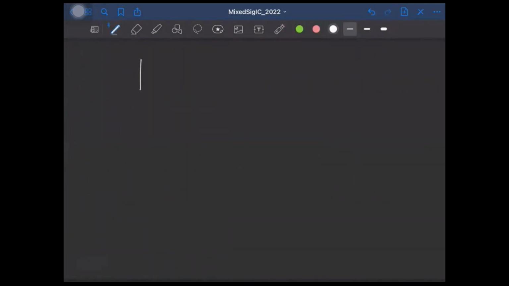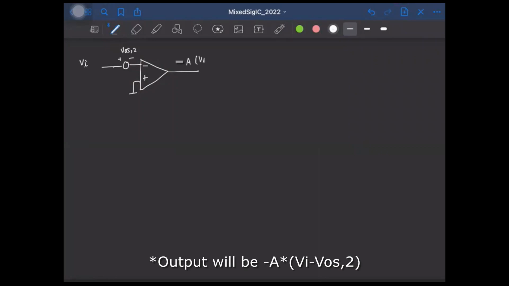So this is our preamp, right? And the offset of this preamp can be modeled as a series voltage source, either at the inverting or at the non-inverting terminal. Without loss of generality, I've assumed it to be at the non-inverting terminal. Okay, so let me call it VOS2. So that is the offset of the preamp. Okay. So if let us say this is the input, the output here will be A times Vi minus VOS2.